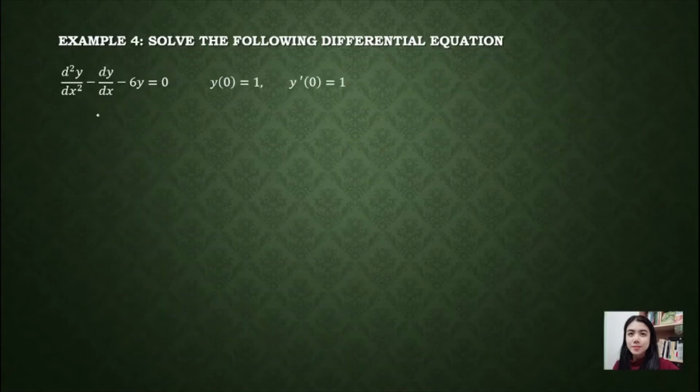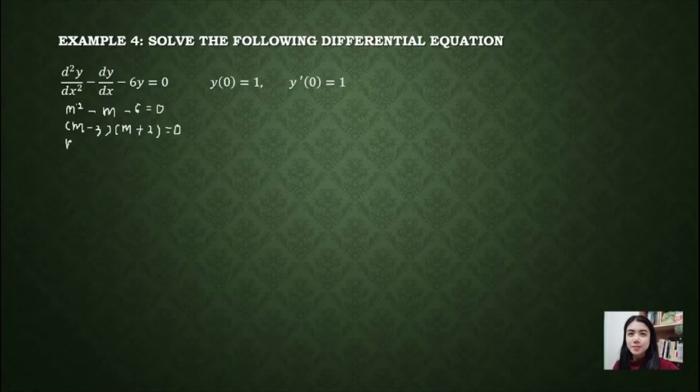Now let's solve example 4, the initial value problem. Just change the derivatives into m. So you have m squared minus m minus 6 equal to 0. Let's factor it. If you factor it, you have m minus 3 and m plus 2.